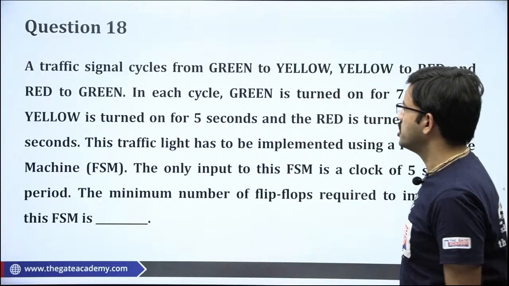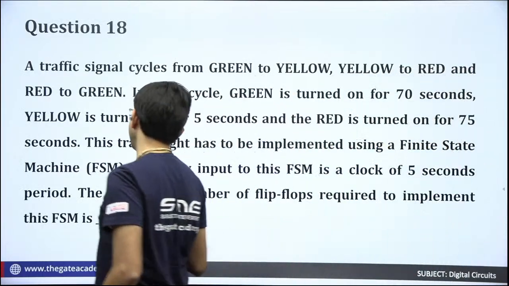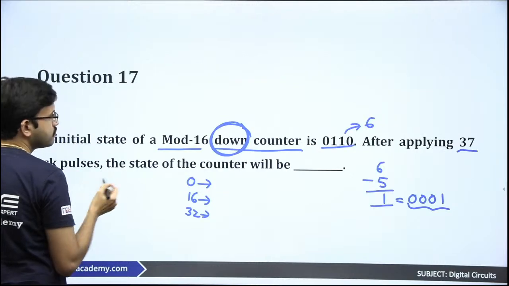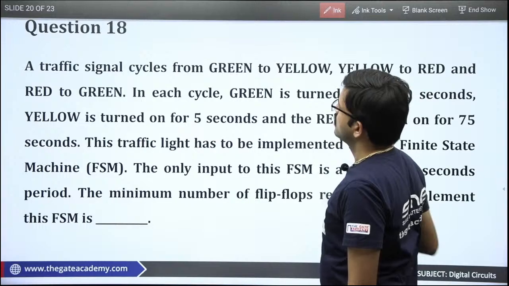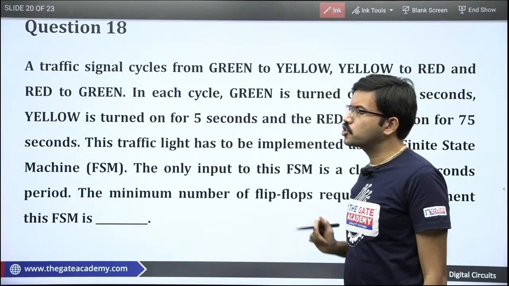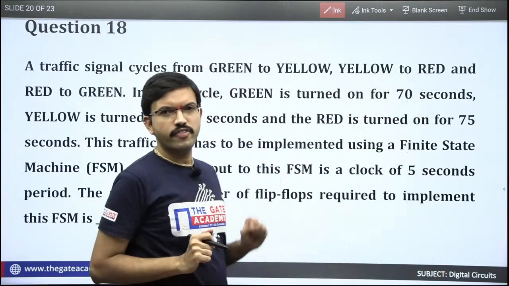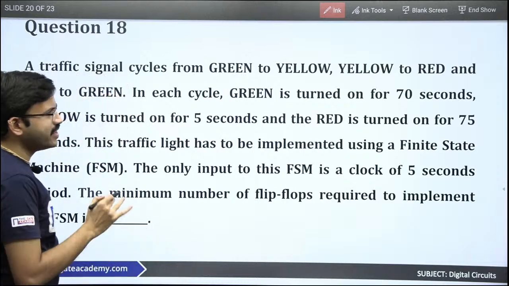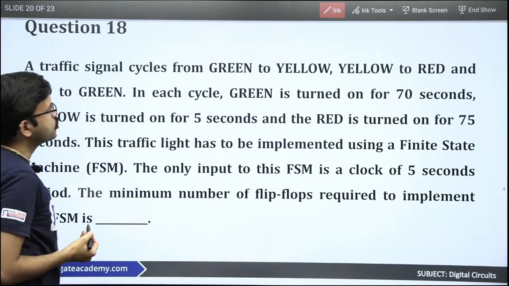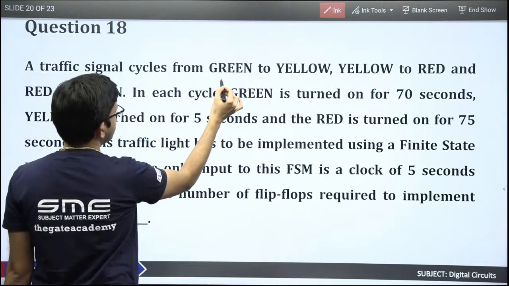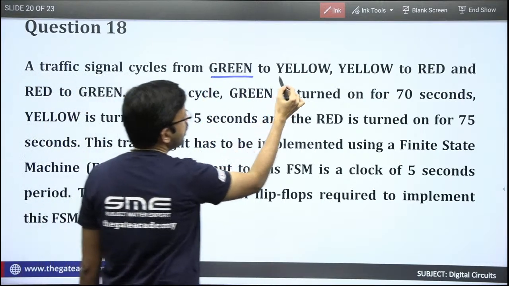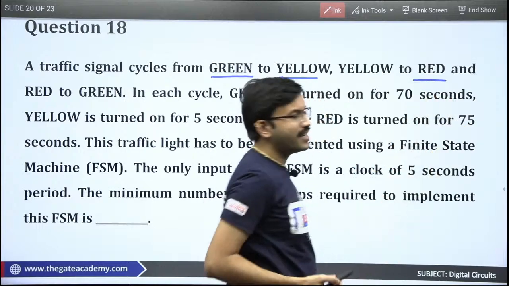Next one, question number 18. This is the question related to finite state machine. This is a real-time based question regarding a finite state machine. So we are having a traffic light control system. We will be having 3 lights: green, yellow, red. These are the 3 lights we will be having.